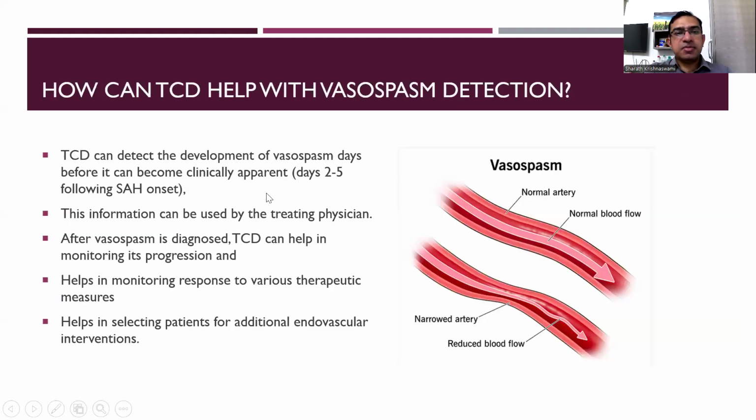So TCD can be used to detect the development of vasospasm about 2 to 5 days after the onset of subarachnoid hemorrhage. It can be used by the treating physician to monitor its progression, helps in monitoring the response to therapeutic measures, and it also helps in selecting patients for additional endovascular interventions.